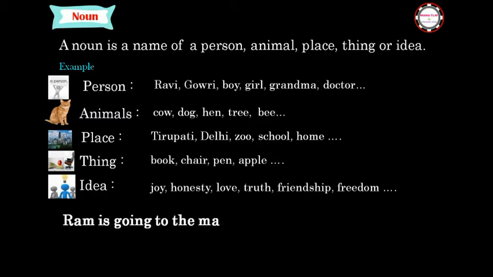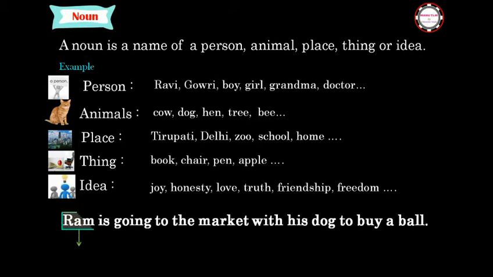Next, observe the sentence. Ram is going to the market with his dog to buy a ball. Here, Ram is a person name. Market is a place name. Dog is an animal name. Ball is a thing name.